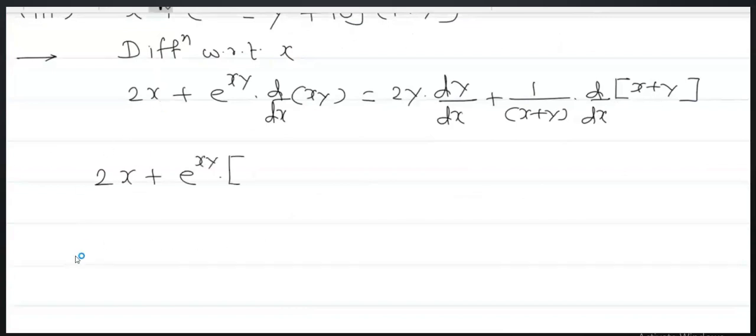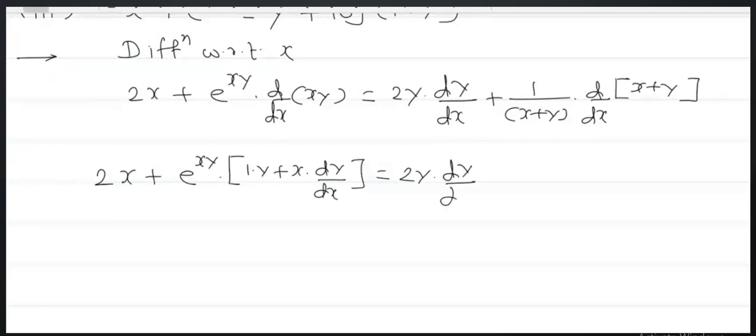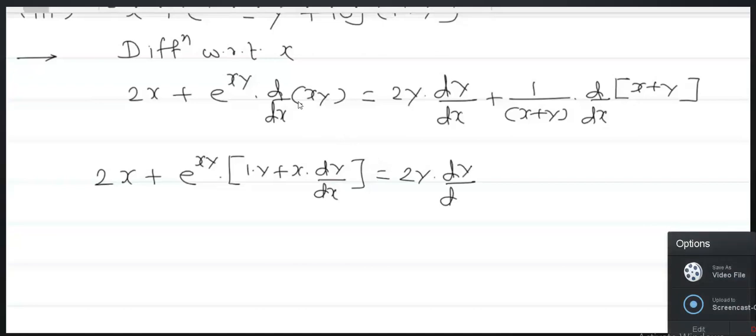This is 2x plus e raised to xy. Now here is a product rule, that is d/dx of x into y. Derivative of x is 1, keep y as it is, plus x as it is, and derivative of y is dy by dx. Then 2y into dy by dx plus 1 upon (x plus y) into derivative of (x plus y). Derivative of x is 1 and derivative of y is dy by dx.